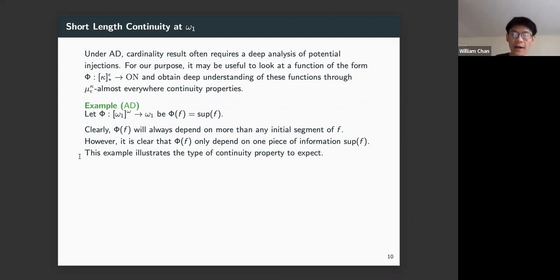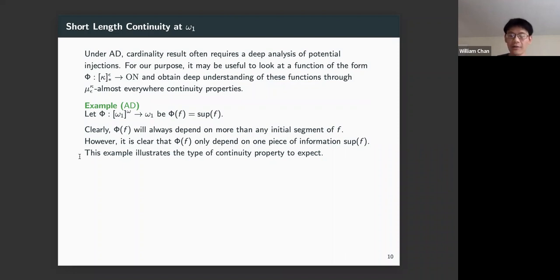Okay, so what kind of continuity can you expect for this? Certainly, you can't ask this function to be continuous in the sense that it depends on only an initial segment of f, right? By definition, it's the sup of f. But if you look at it another way, basically this function only depends on one piece of information, just the value at sup of f.